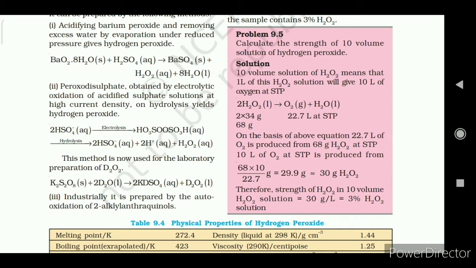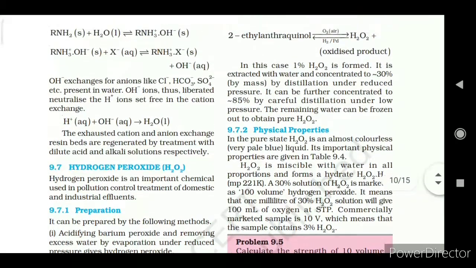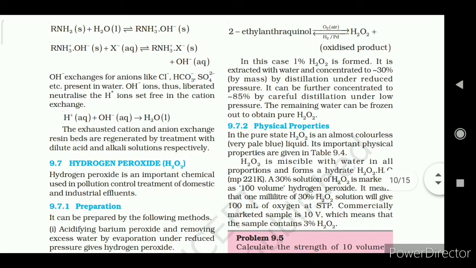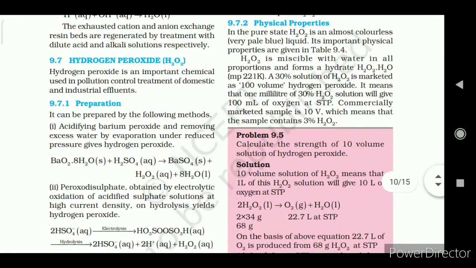9.7.2 Physical properties. In pure state, H2O2 is almost colorless, very pale blue liquid. Its important physical properties are given in table 9.4. H2O2 is miscible with water in all proportions and forms a hydrate H2O2.H2O. A 30% solution of H2O2 is marketed as 100 volume hydrogen peroxide. It means that 1 milliliter of 30% H2O2 solution will give 100 milliliter of oxygen at STP. Commercially, marketed sample is 10 volume, which means that the sample contains 3% H2O2.